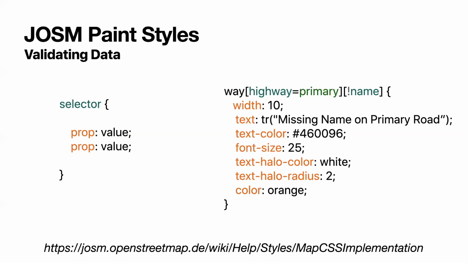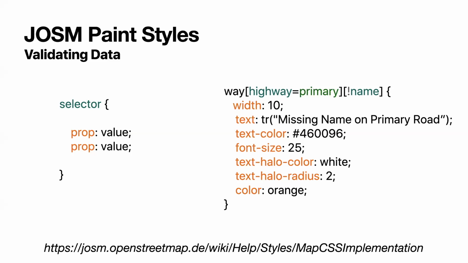So up next, as we've said, paint styles give you a way to visually validate map data before, during, and after editing it. So let's take a look at the example in front of us and see how we could potentially validate data in JOSM. On the left, we see the basic structure of a selector and declaration block. We need to select something, in this case, a map feature, and then apply styling to it through a series of property and value pairs.